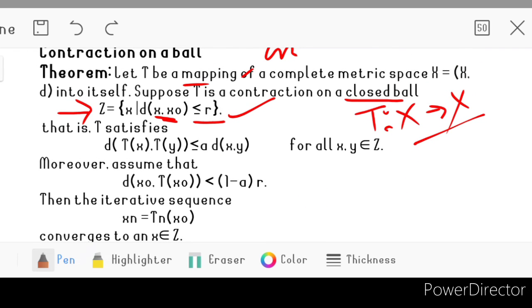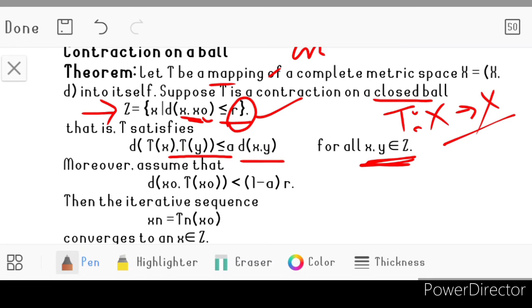So x naught is the center and r is the radius, and T satisfies this condition: for x and y belonging to that closed ball, the distance between the images is less than or equal to alpha times the distance between the elements. Moreover, assume that the distance between x naught and T x naught, where x naught is the center, is less than or equal to (1 minus alpha) r.